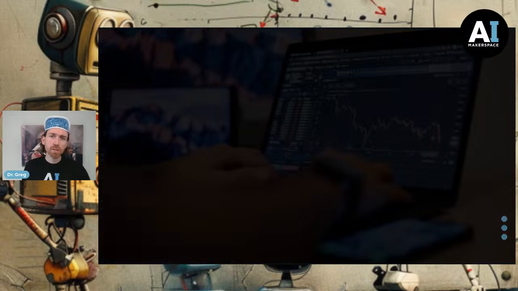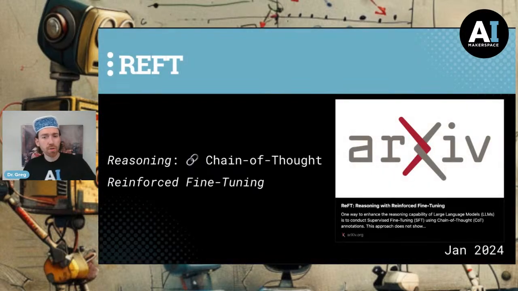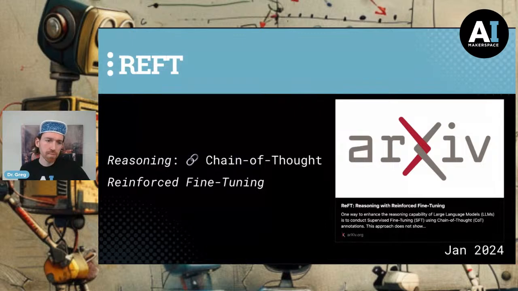How are we doing this? Well, let's break it down. The paper came out January 2024, just a couple of months ago. And the big idea, this was from ByteDance research, is we're combining reasoning, in other words, chain of thought reasoning, with reinforced fine-tuning.